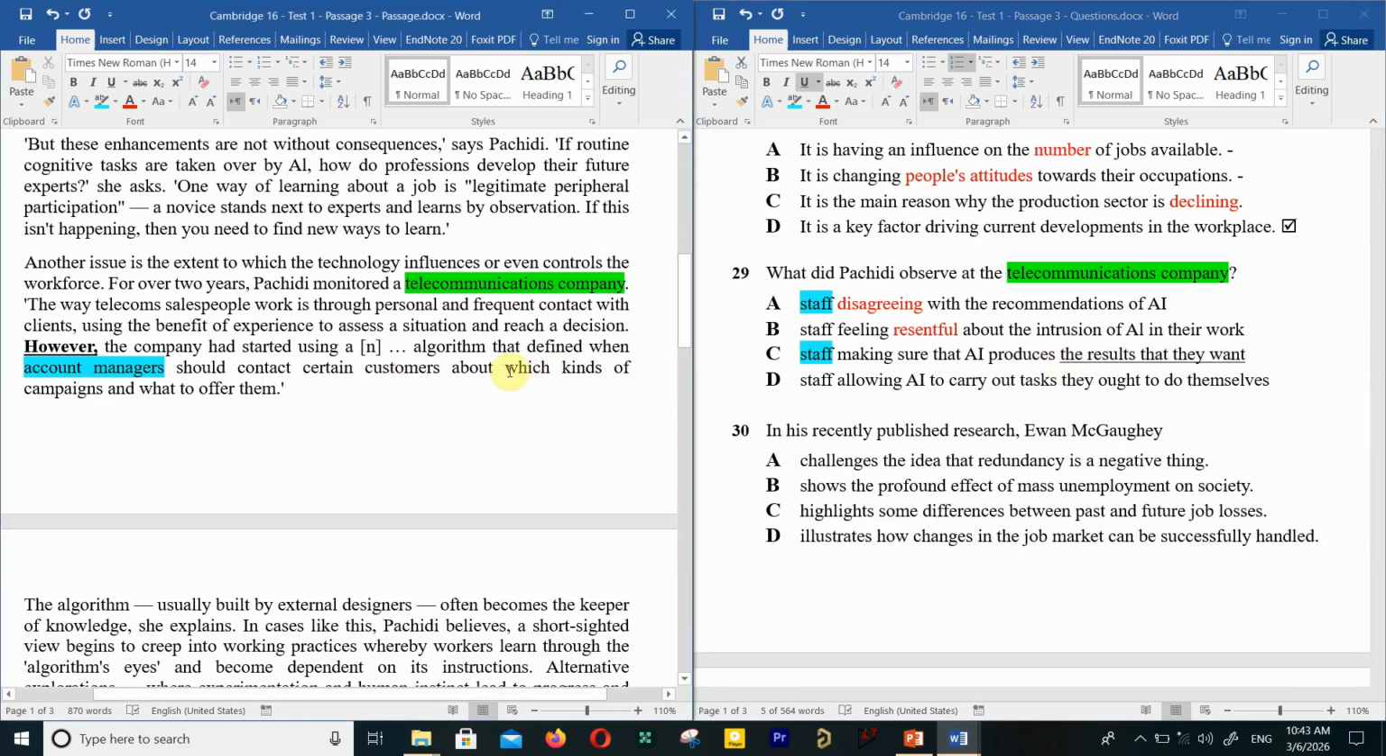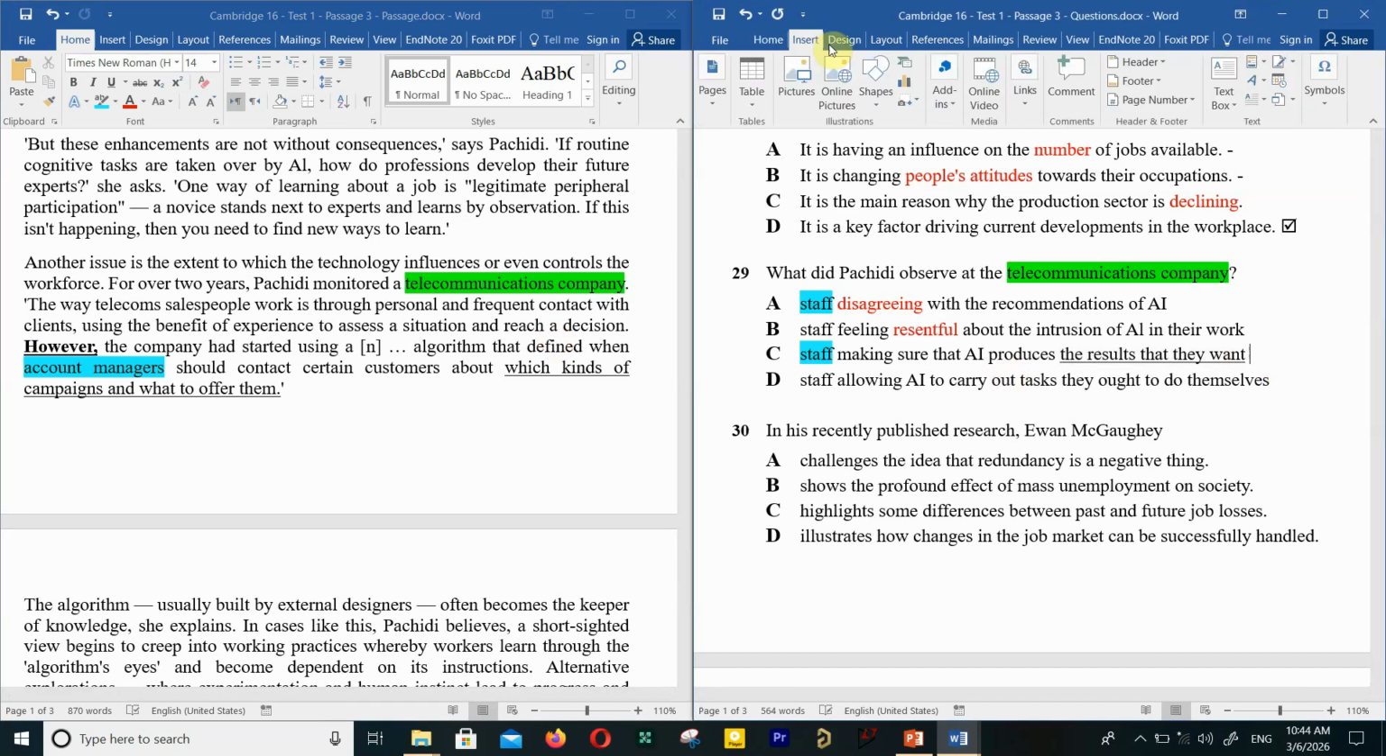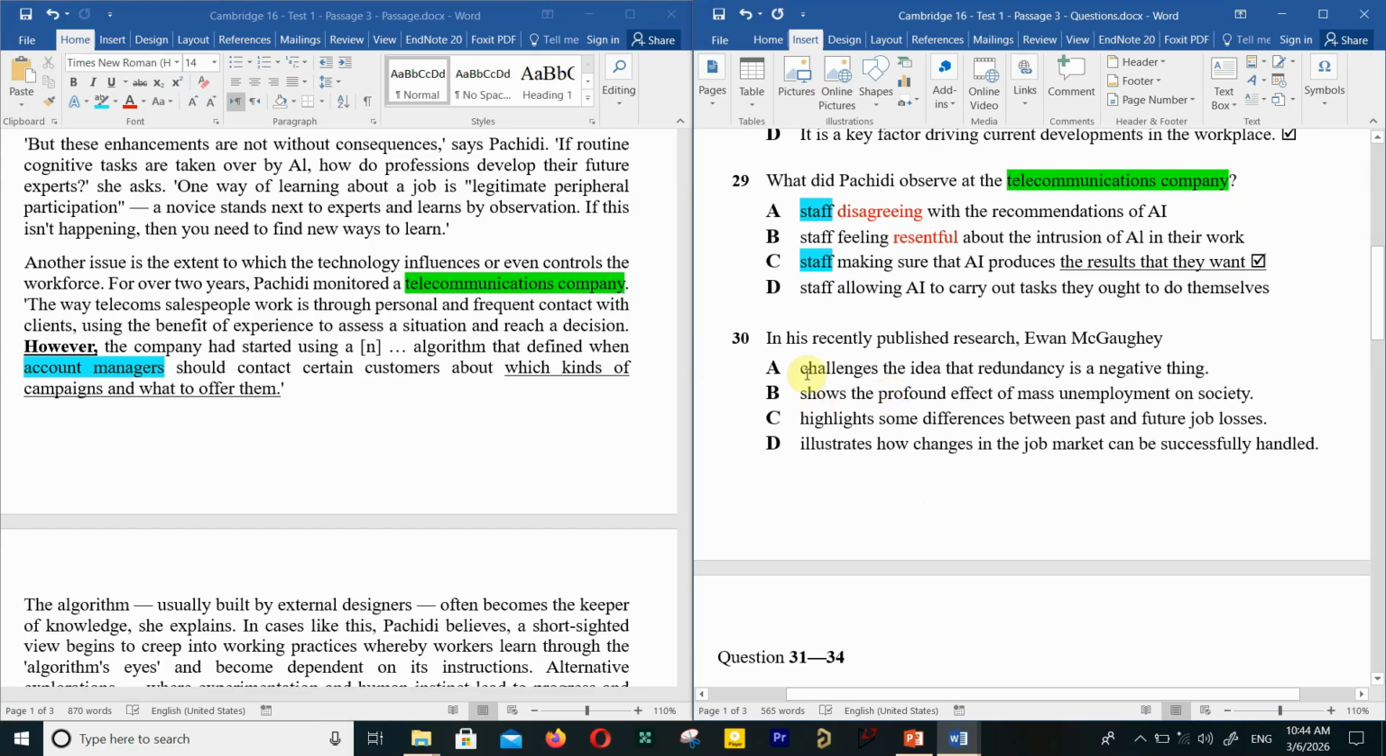Okay, this is the paraphrase of this one, and I already prepared for you guys in the playlist of IELTS keywords table about this kind of paraphrasing. Okay, so here the right answer is of course option C for question 29. Now moving forward to question 30.